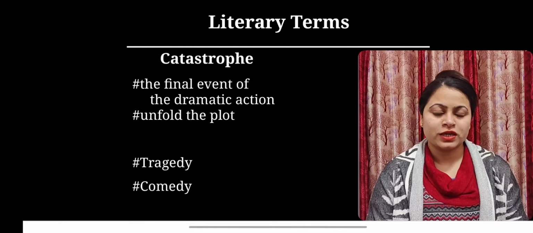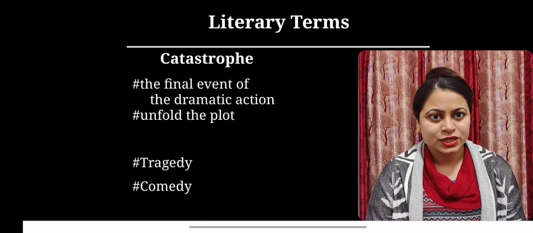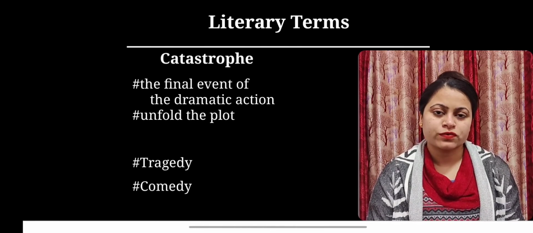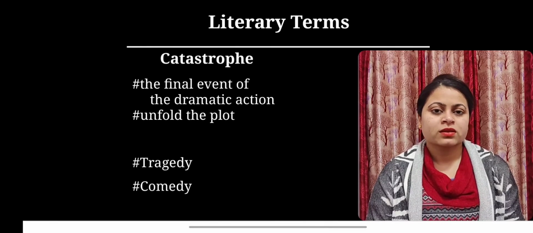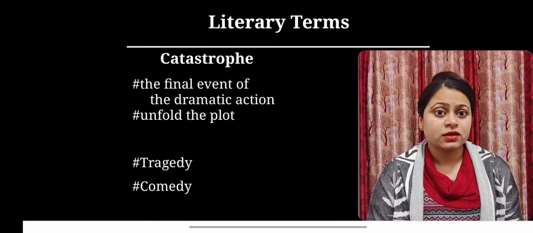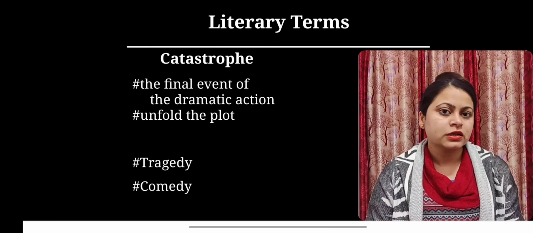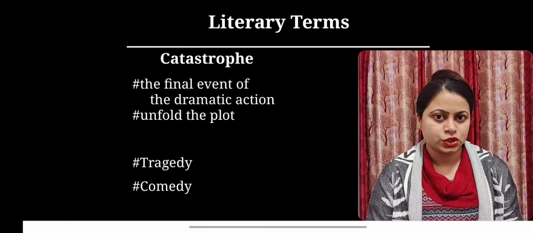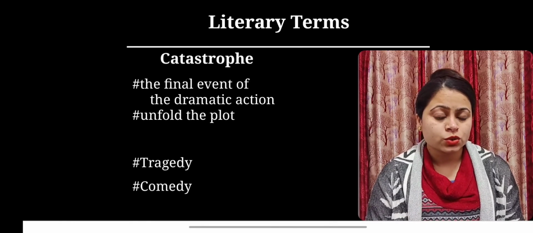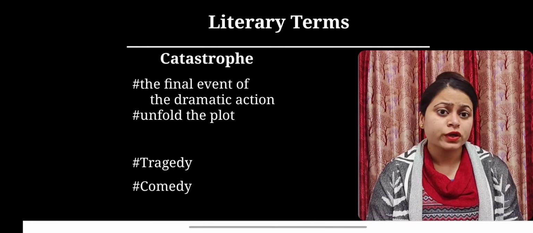Next is catastrophe. Catastrophe is the final event of the dramatic action, or we can say it is the conclusive action of any play or drama, which is a consummation of the plot or a resolution in the plot. The main objective of the catastrophe is to unravel the plot. For instance, in a tragedy, catastrophe could be the death of the protagonist or the other characters, and in comedy, catastrophe could be the union of the major characters.